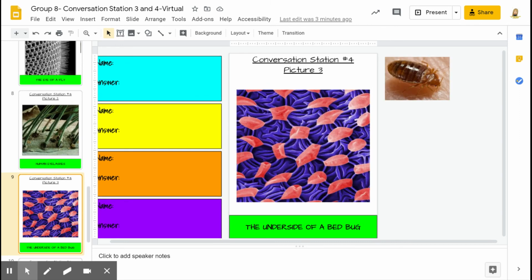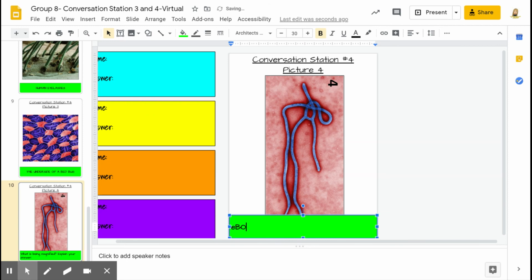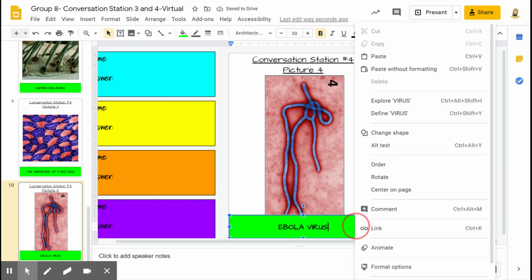This one is the underside of a bed bug's abdomen. So if you look at his underside of his belly and zoom in 10 million times, that's what it looks like. This last one, I couldn't really find a better picture because it is a virus. It is actually the Ebola virus. So that's the best picture that you're going to get of it.